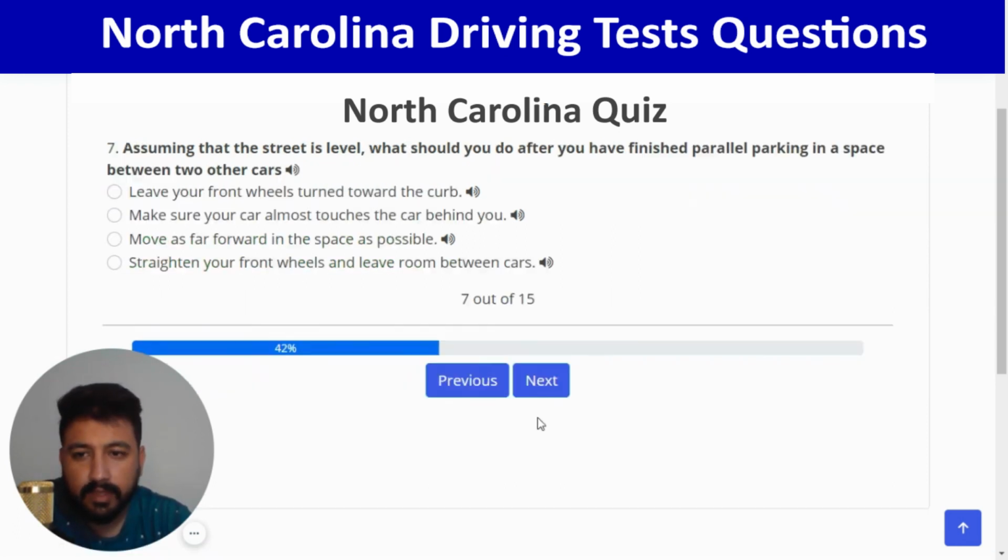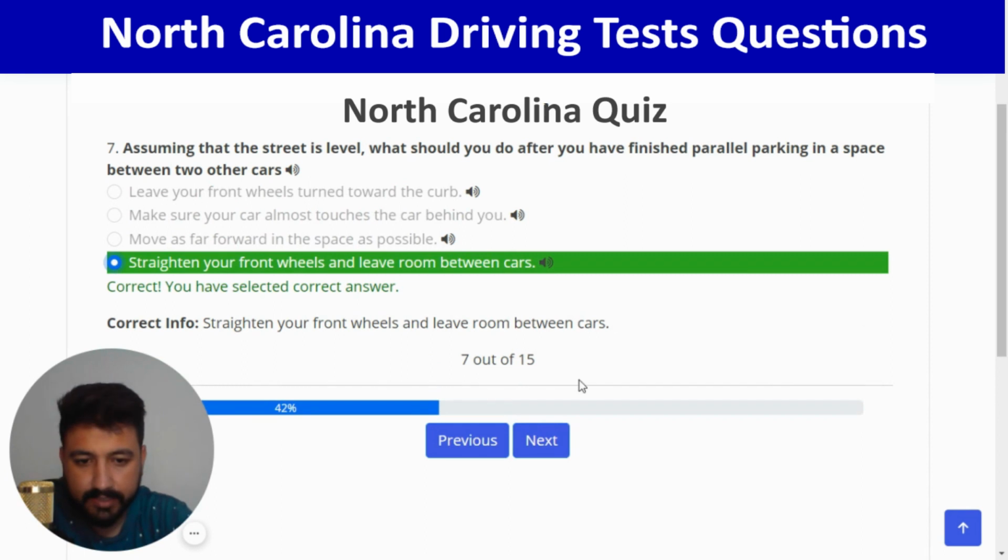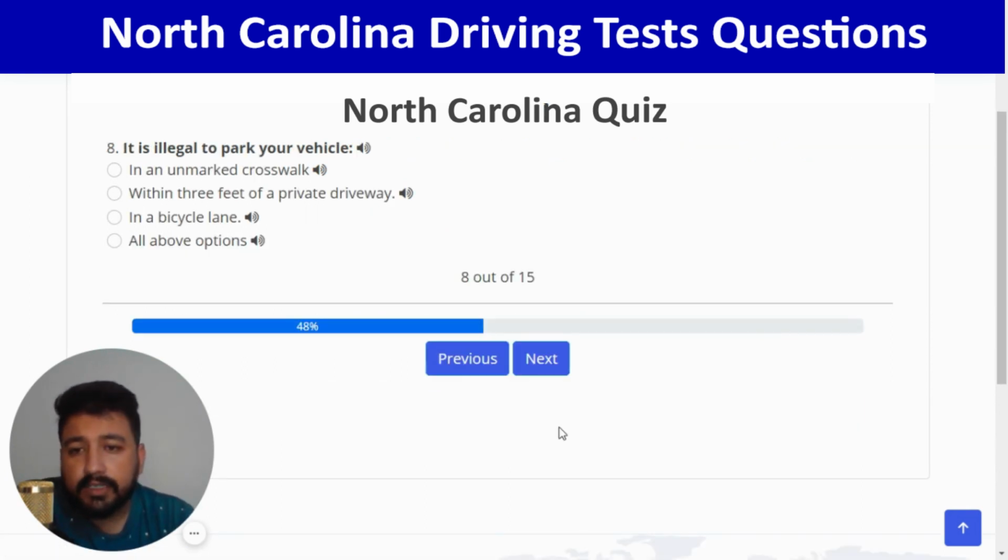And next. The seventh question is, assuming that the street is level, what should you do after you have finished parallel parking in a space between two other cars? The right answer of this question is the last one, which is straighten your front wheels and leave room between cars. So I'm going to click on the last option and next. It is illegal to park your vehicle. The right answer of the eighth question is in an unmarked crosswalk, which is the first option.